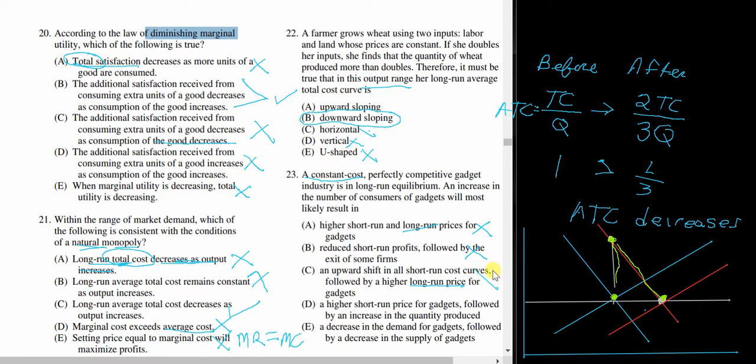Higher short-run prices for the gadgets followed by an increase in the quantity produced. And we see that is exactly what happened, that we had a short-run price and then the quantity increased. And we'll check the last one just to be sure. A decrease in the demand for gadgets followed by a decrease in the supply of gadgets, which is just the opposite of what happened because we have an increase in the number of consumers for the gadgets, so that is incorrect.